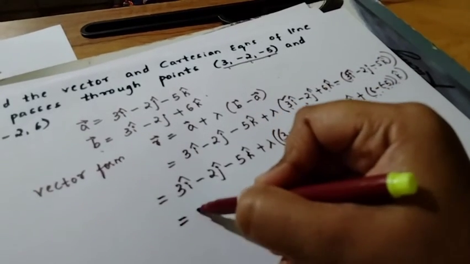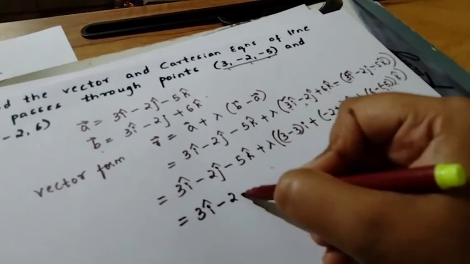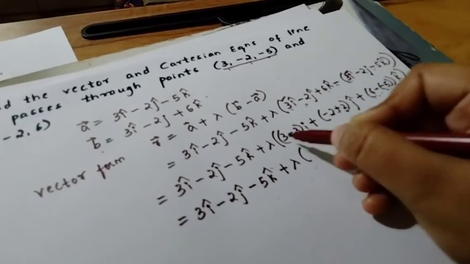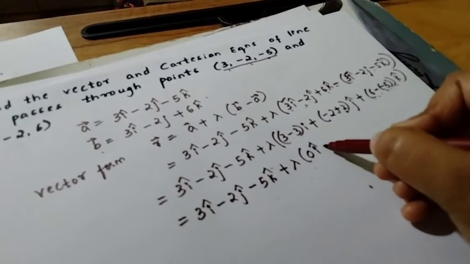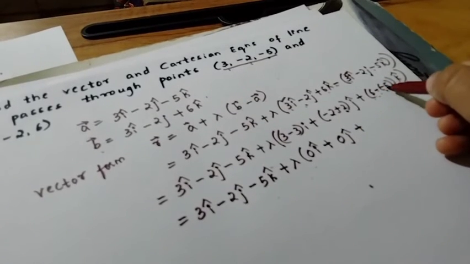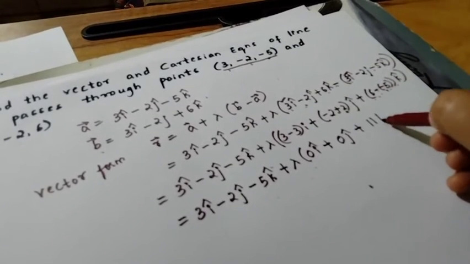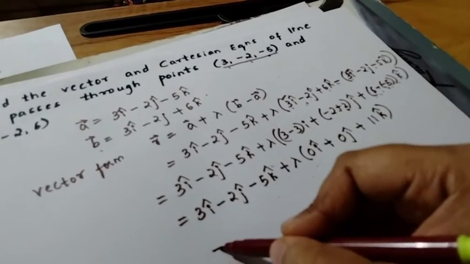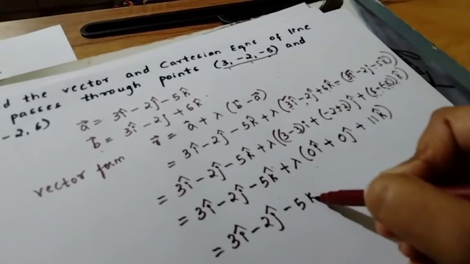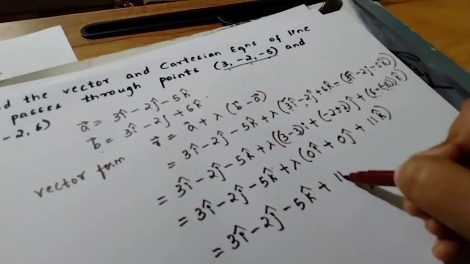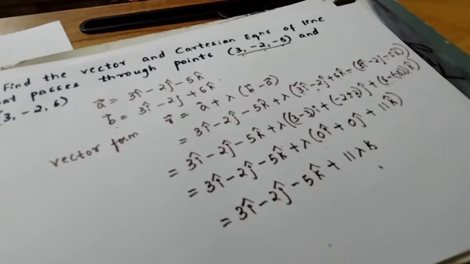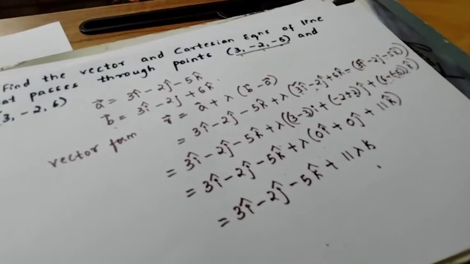So this is equal to 3i minus 2j minus 5k plus lambda into 3 minus 3 is 0. Minus 2 plus 2 is 0. 6 minus into minus plus 6 plus 5 is 11 times of k. So this is equal to 3i minus 2j minus 5k plus 11 times lambda into k. So this is the equation of a line through two given points in vector form.